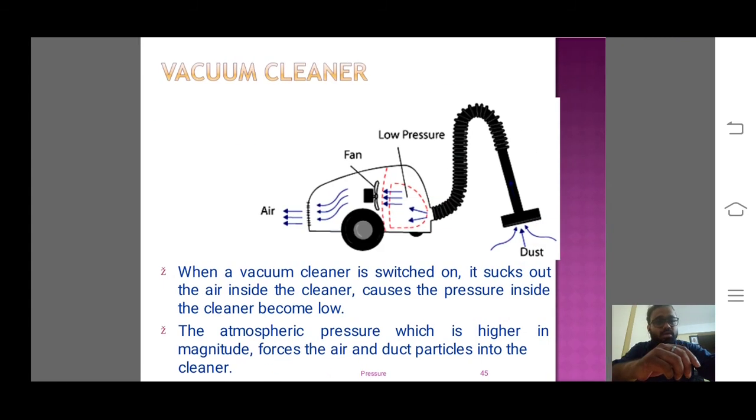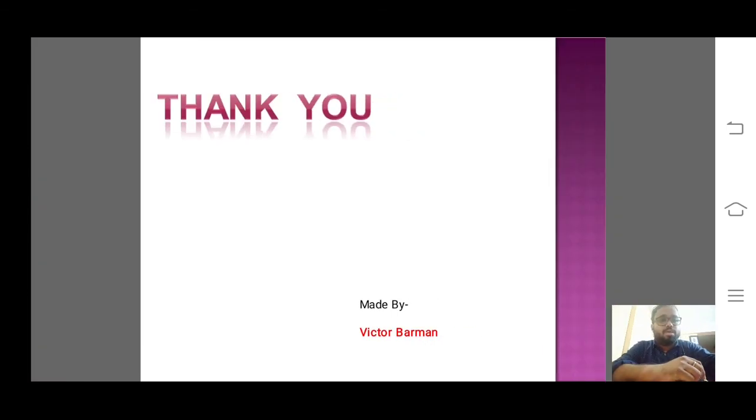Then we have the vacuum cleaner. You can see the vacuum cleaner, air is going outside, dust is coming inside. When a vacuum cleaner is switched on, it sucks the air inside the cleaner, and the pressure inside becomes low because it is sucking air. The atmospheric pressure, which is higher, pushes the dust particles into the vacuum cleaner. As simple as that. Whenever you suck something, you decrease the pressure, and the atmospheric pressure pushes the thing inside, and it is being taken.